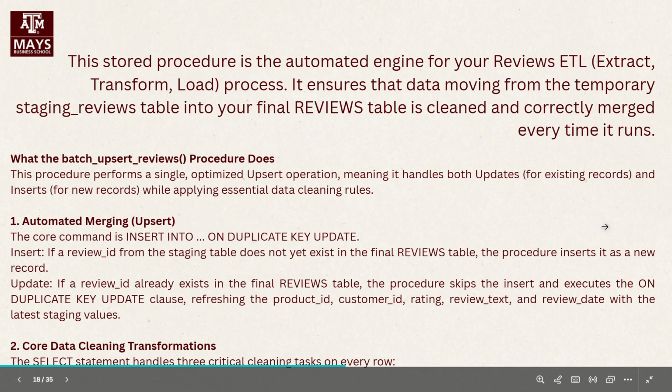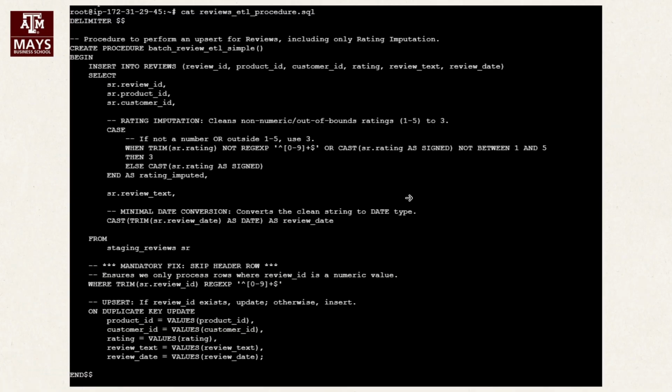For example, if the review rating is invalid, you see here, right? If the rating is out of bounds, for example if it is 6 or 10, then it is averaged to 3. And if it is invalid, then we are also normalizing it. So this is the procedure code, to perform an upsert and then to transform the data basically.